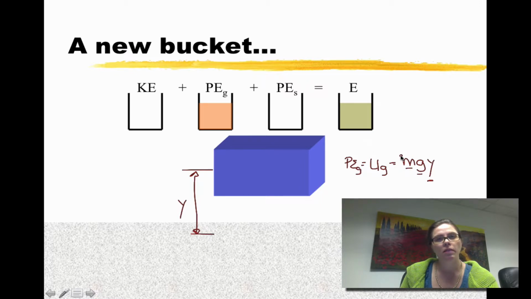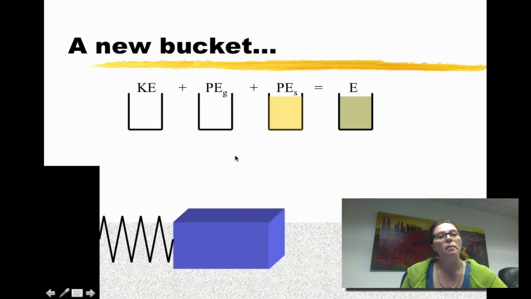So since the mass of the box won't change, most of our objects in mass won't change. The gravity stays the same because we're always on Earth, which is helpful. So the thing that does change is our y position. So the higher we are off from our zero, the more potential energy we have.